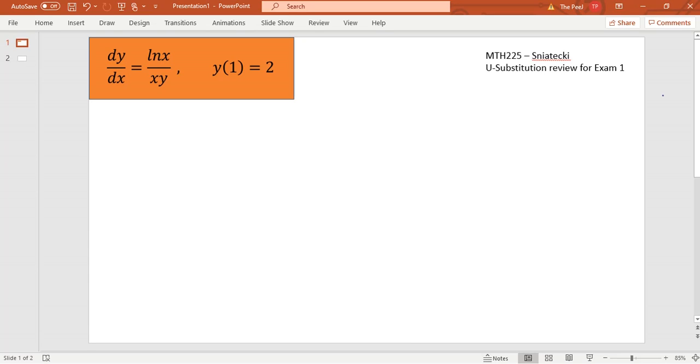I'm doing one of the problems from WebWork Homework 2. And it's a little bit of a basic problem, but I chose that specifically because I wanted to make it easier to see exactly what's going where. So we've got dy over dx is equal to the natural log of x over x times y.